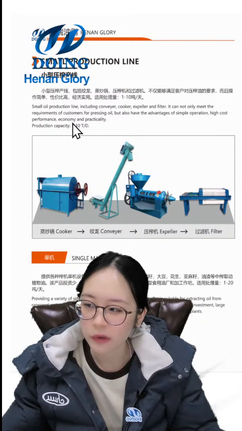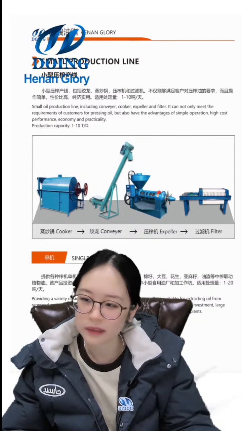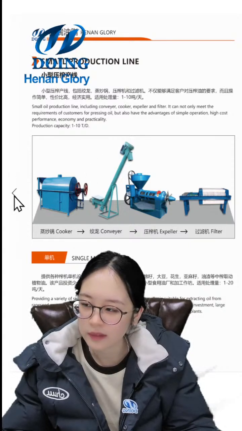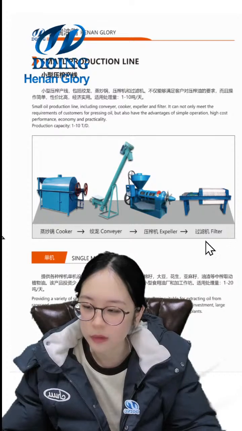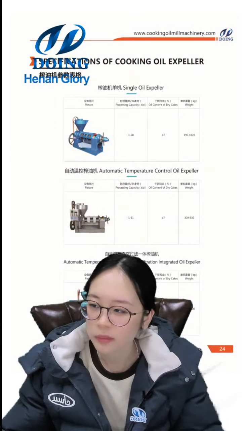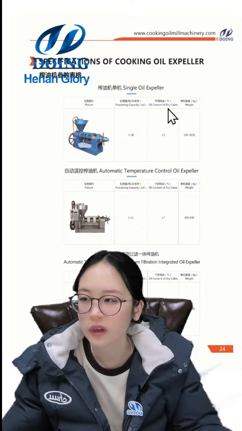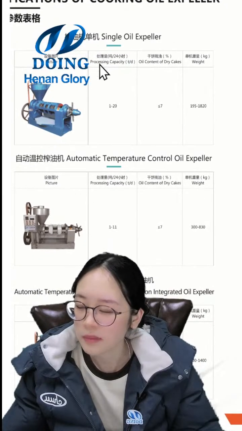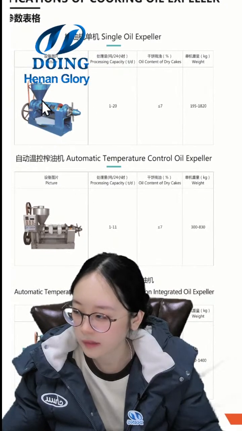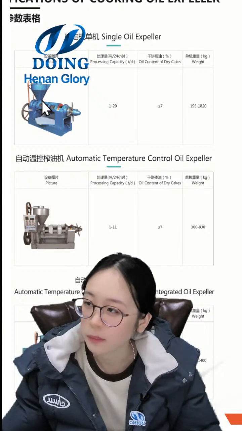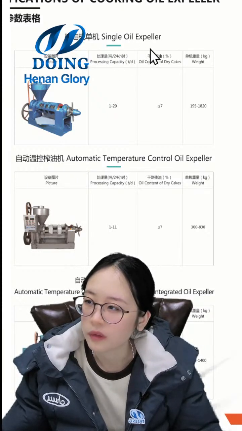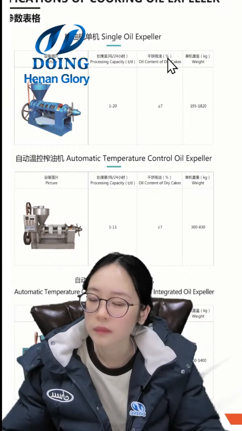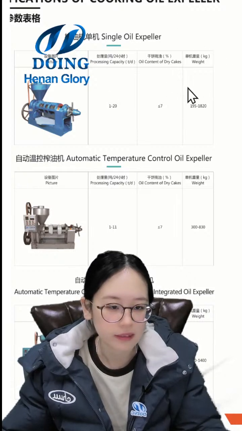And also we can provide you the whole production line. This one is named the whole production line, right? But we can also give you only one machine, this one machine, this one machine. No problem. And here is a single oil expeller presser, right? The capacity of this one, the simplest one, is 1 to 20 tons per hour. And here you can see the details.